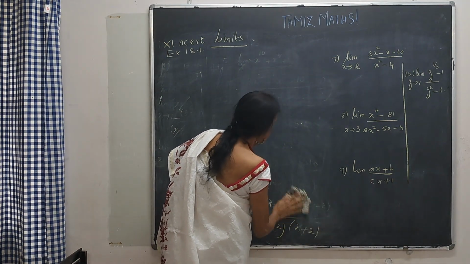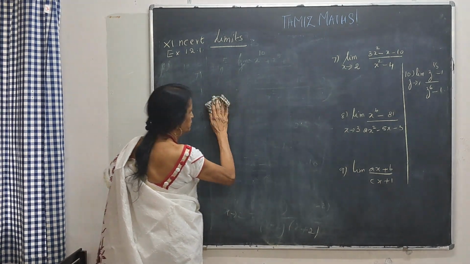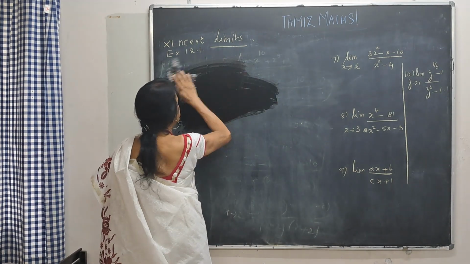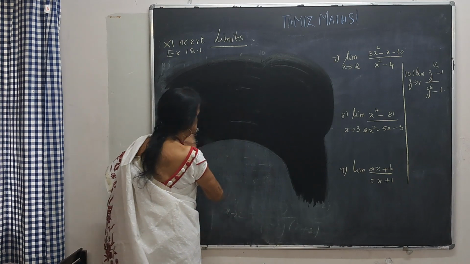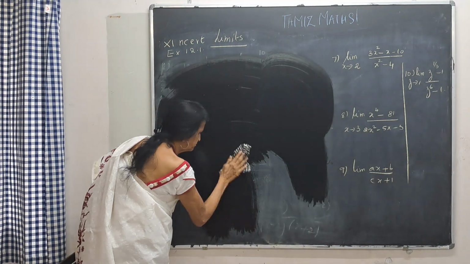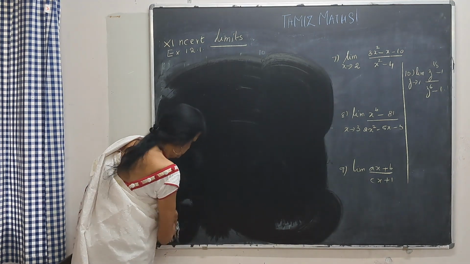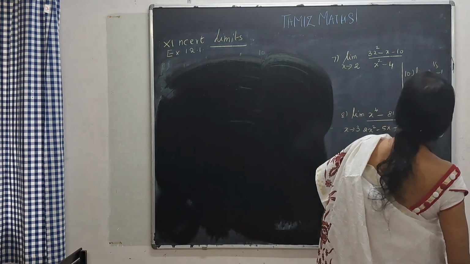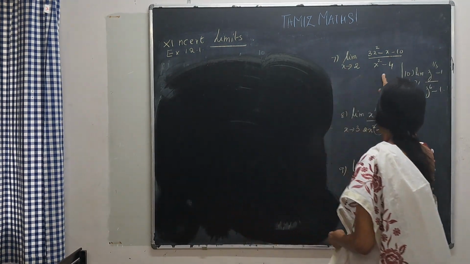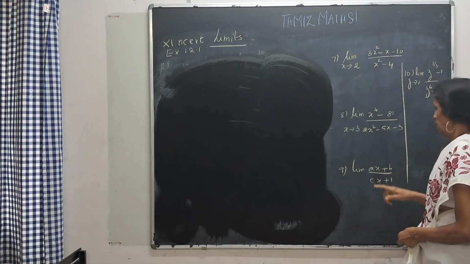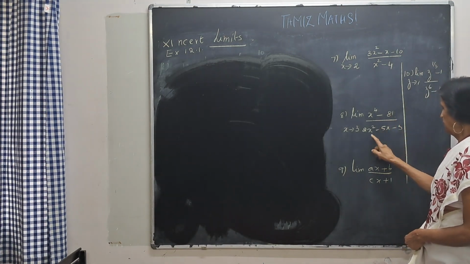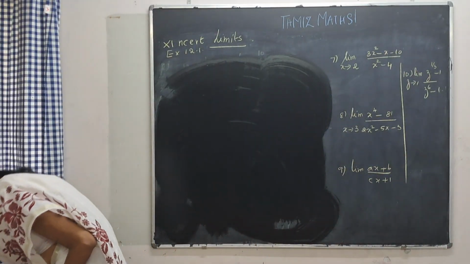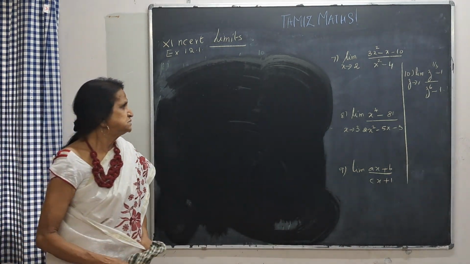Problem number 8. What does it say? This we did, problem number 7 we did. Now we want to go for problem number 8: limit of x power 4 minus 81 by 2x squared minus 5x minus 3. Okay, can you help me? What to do? How to do it? We will see.